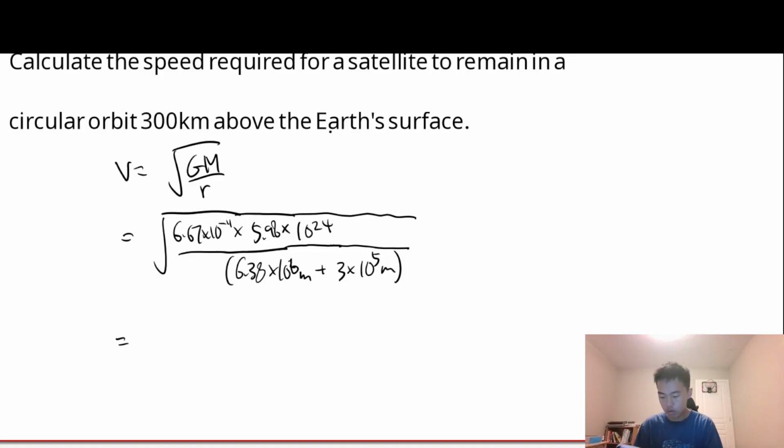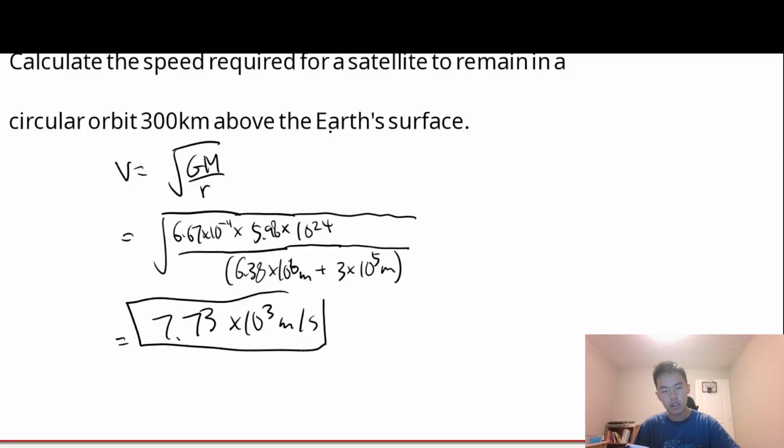So if we do this, it takes so long. Square root that. Get your final answer of 7.73 times 10 to the 3 meters per second. Final answer. So that is the speed required.